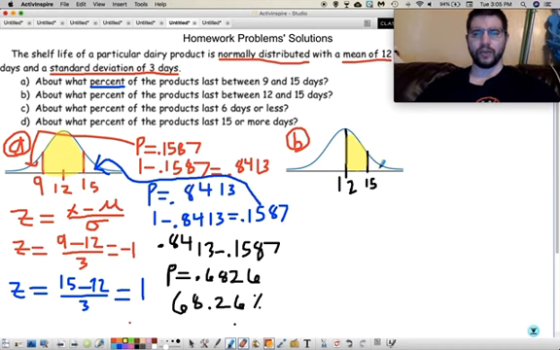So what we really need is to the right of 15. If we look at the chart, we have to convert it. 15 we already found was 1. Since we already have the numbers here, might as well just do it by hand. So that was 0.8413, which gave us to the right this probability right here of 0.1587. So 0.5 minus this 0.1587.